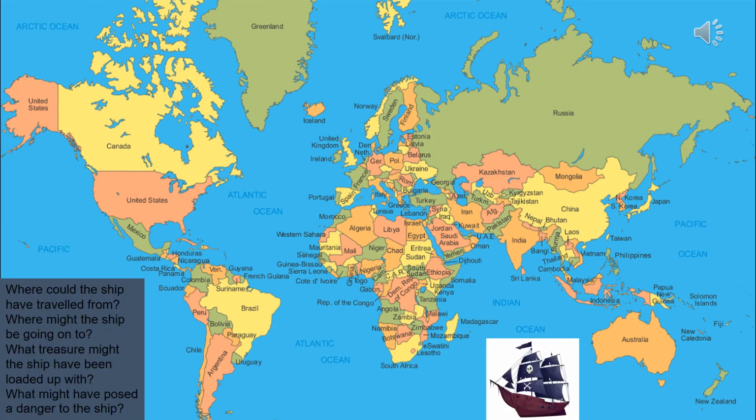Our pirate ships that we've been investigating during our topic would have travelled all the way around the world. They would have travelled all of these seas and possibly explored lots of these different islands. After we've seen this video, if you want a challenge, I want you to have a think. Where could this pirate ship that's in my picture have travelled from? Where might it be going to? You can maybe think of a story to do with the treasure that ship might have found and what dangers it might have come across. So that's a bit of a challenge for you to do after this video and once you've done the other topic tasks.